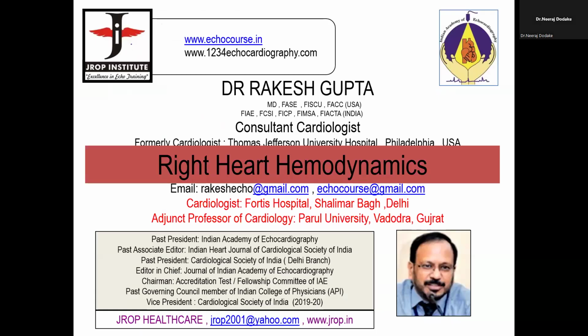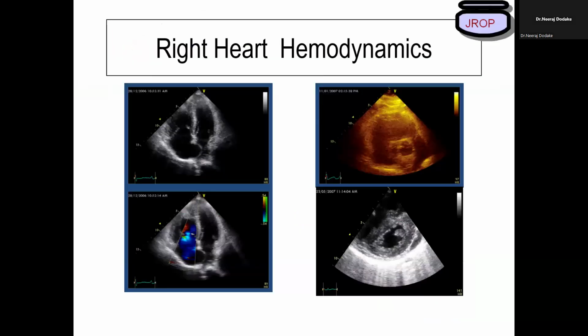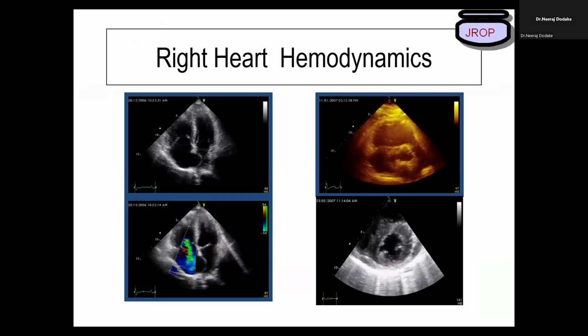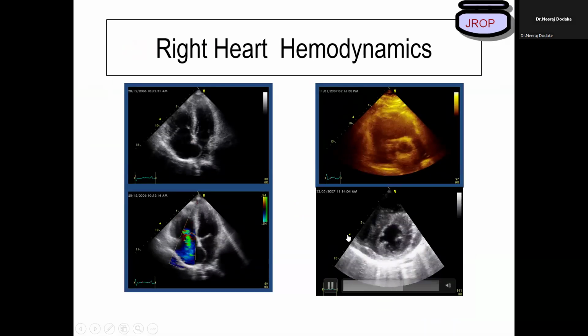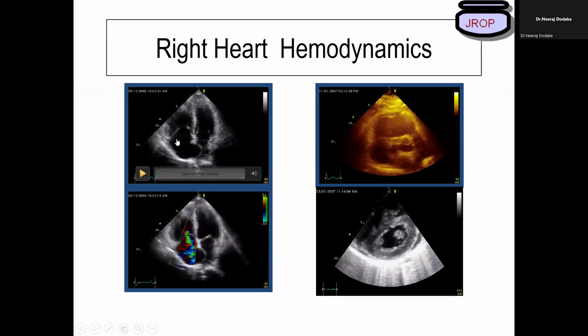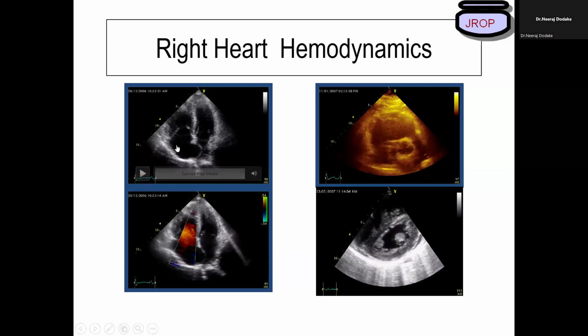So let's talk about right heart hemodynamics. To begin with, this is what we are looking forward to in patients with right heart hemodynamics: we look at the RV-RA functions. We look at the RV systolic pressures. What do we look at in RV systolic pressure? Look, this RV and RA, they are much bigger than LV-LA. That's in the apical four-chamber view.